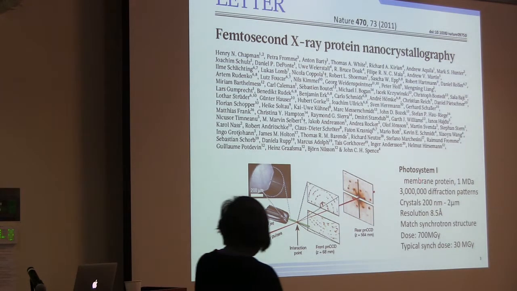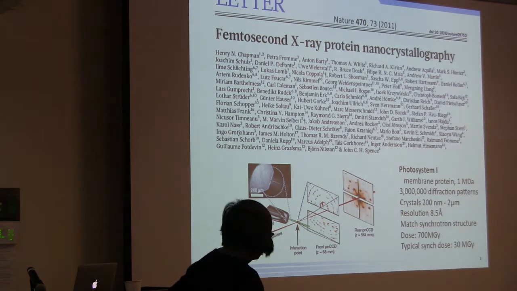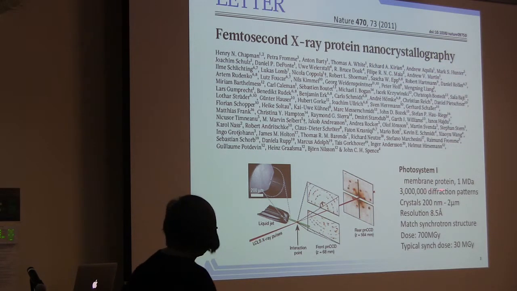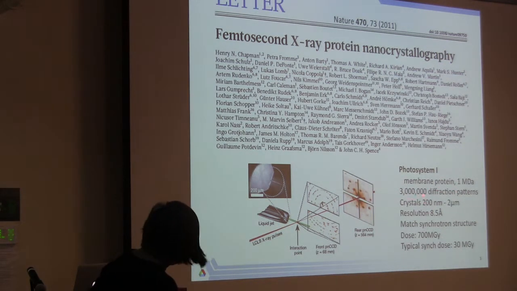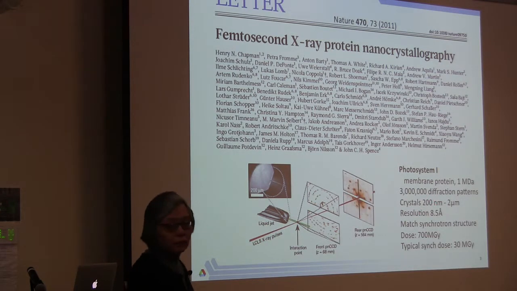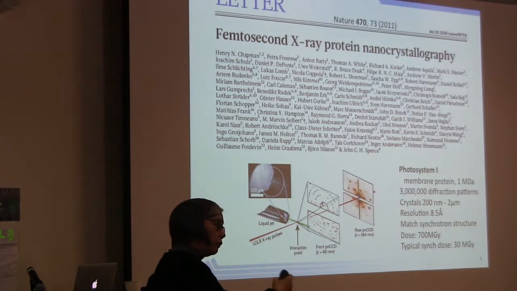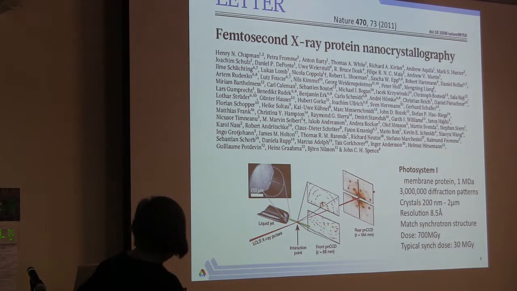The experiment was on photosystem 1. It's a membrane protein with a molecular weight of a megadalton. They had to take like 3 million diffraction patterns, but they had these really tiny crystals. They looked at the near field and the far field scattering, and it was at a rather long wavelength, at like 2 kilovolts, so the resolution they got was only in this like 8 angstrom regime. So it's not really what they wanted to get to, but it's an incredible first step. They were able to match the synchrotron structure at this very low resolution.